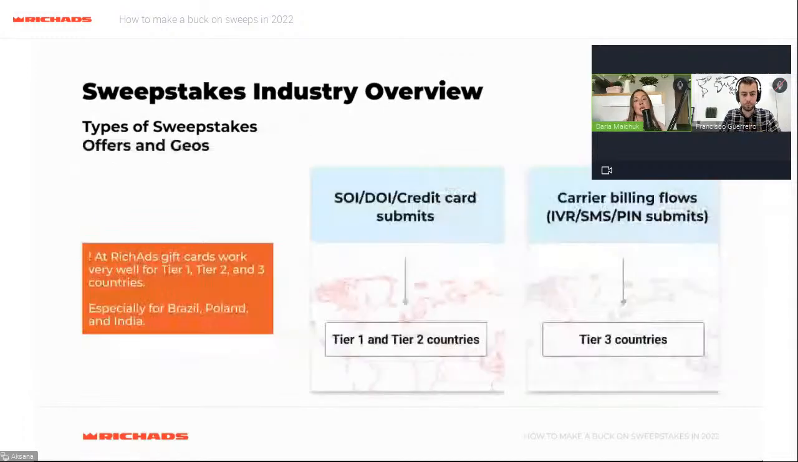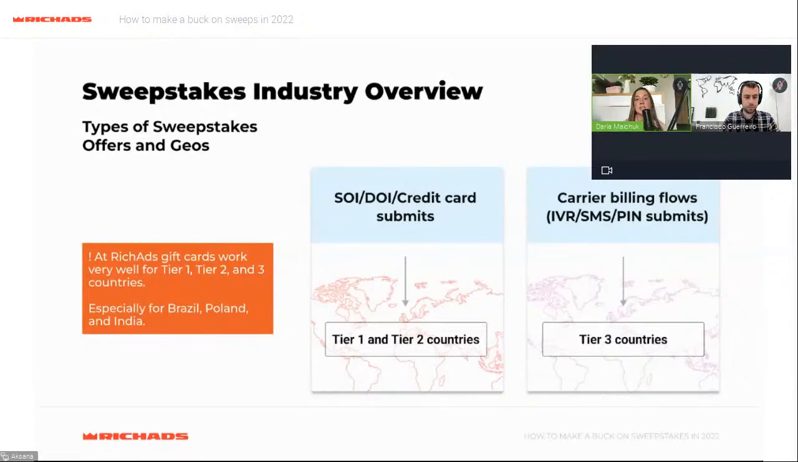There are always a lot of sweepstakes offers available, but there is also a connection between offer type and the place where it converts better. If you're going to launch sweeps in Tier 1 and Tier 2 countries, choose SOI or DOI and credit card submits. For Tier 3 countries, choose carrier billing flows. When it comes to RichAds, we can see that gift cards work very well for Tier 1, Tier 2 and Tier 3 countries, especially for Brazil, Poland, and India.